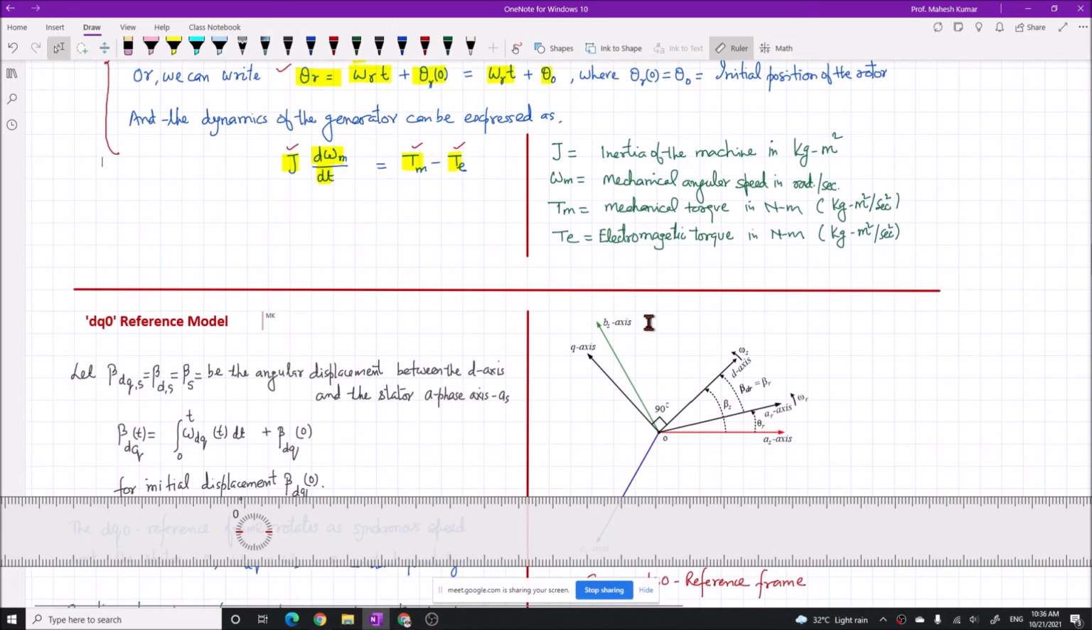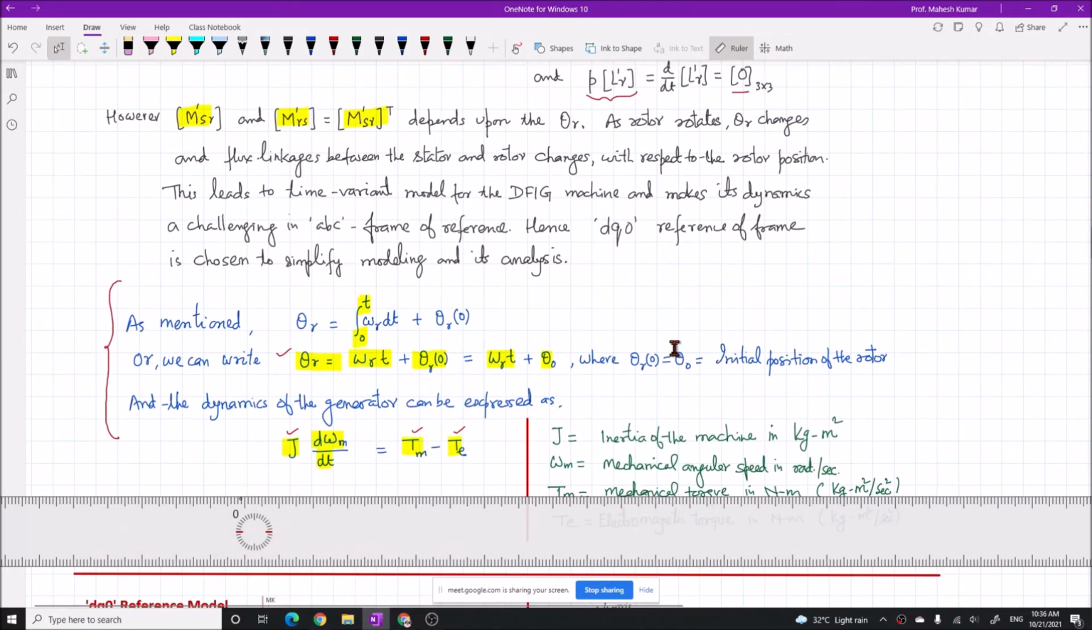Now once we know this, we will try to see how these quantities can be expressed in the dq0 frame. Why do we want to express them in the dq0 frame? The point is this: the mutual inductances MRS dash and MSR dash are functions of theta r. So they are changing with the position of the rotor. Basically they are time functions. And then there are currents and voltages, which are also time varying parameters.